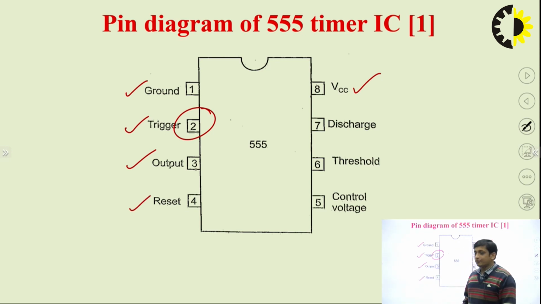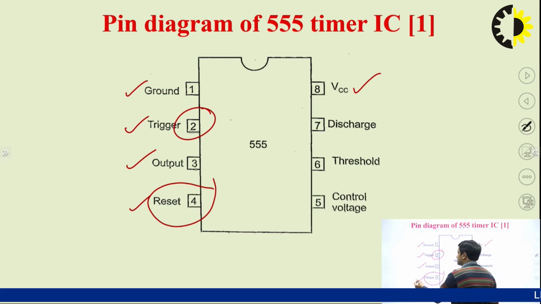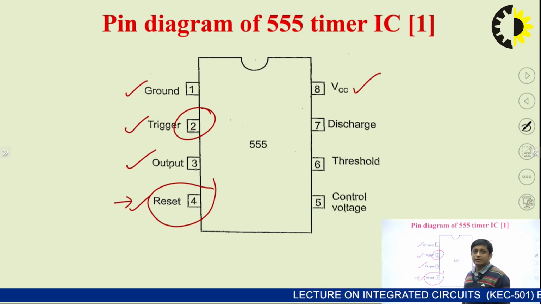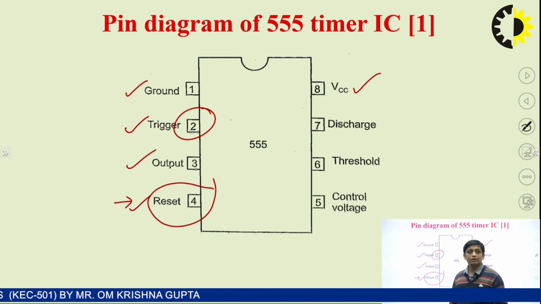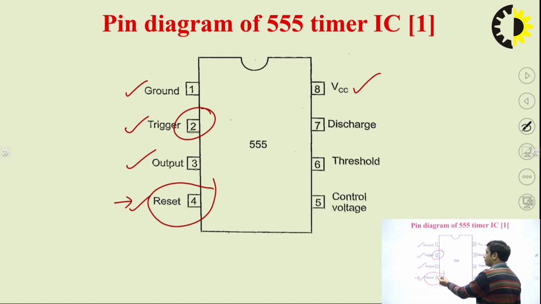The function of reset is just to make the output 0. Basically, pin number 4 is connected to the base of the PNP transistor, which I will discuss separately in the internal circuitry of the 555 timer IC. By applying a negative pulse on pin number 4, we can reset the output. If we are not using the reset pin, we simply short pin number 4 with pin number 8.